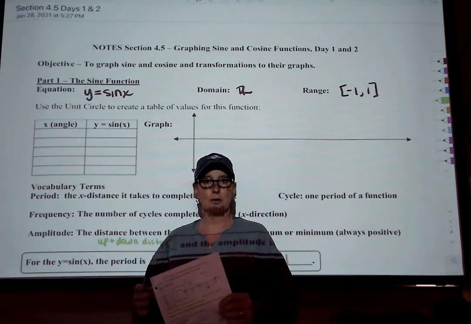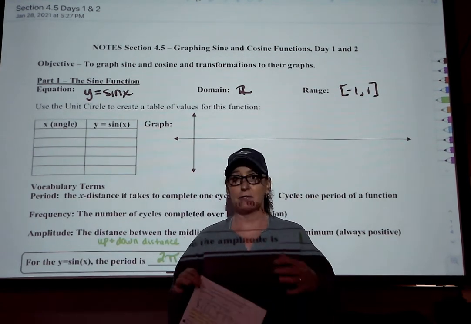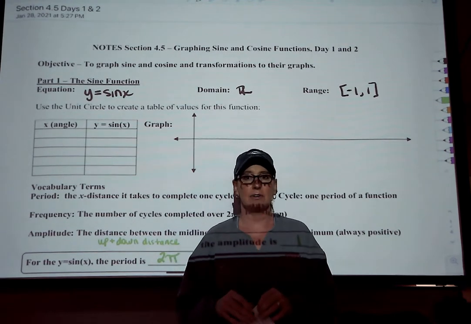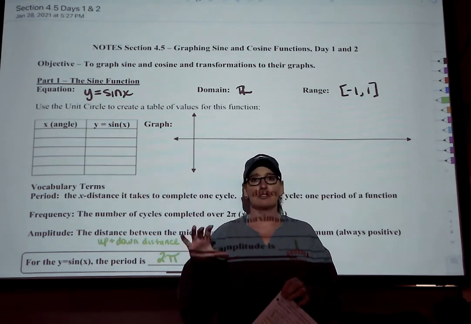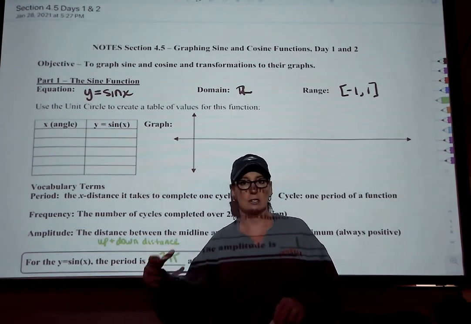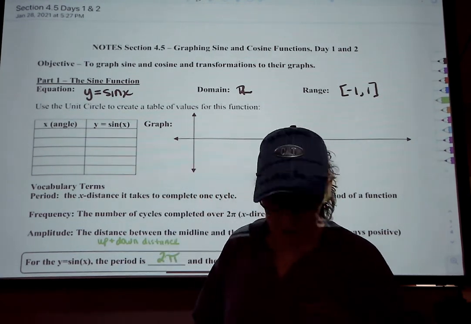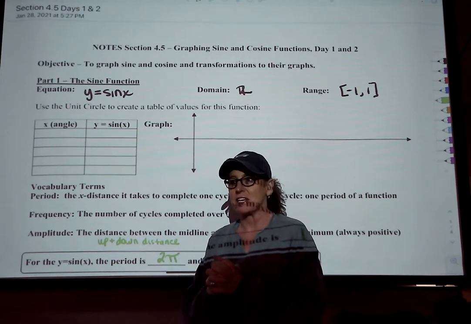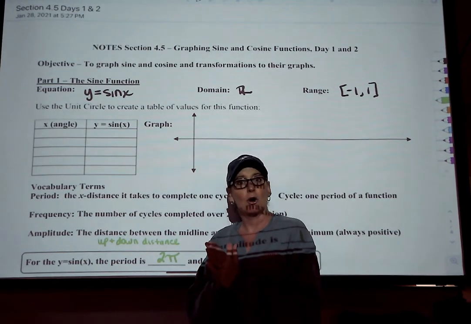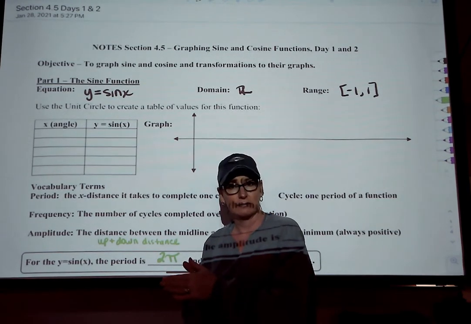And so today you'll be doing a lot of the learning, a lot of the interpretation, and tomorrow you'll be actually putting it onto a graph. You'll learn how to graph sine and cosine with transformations.